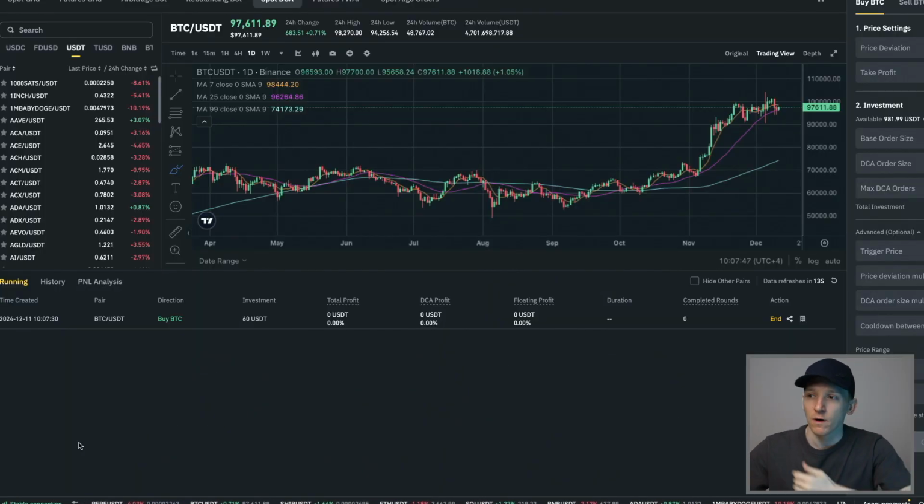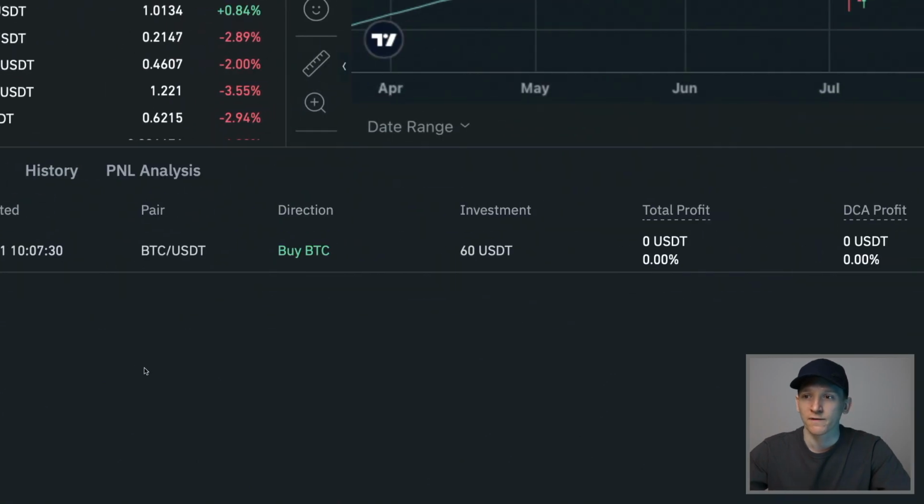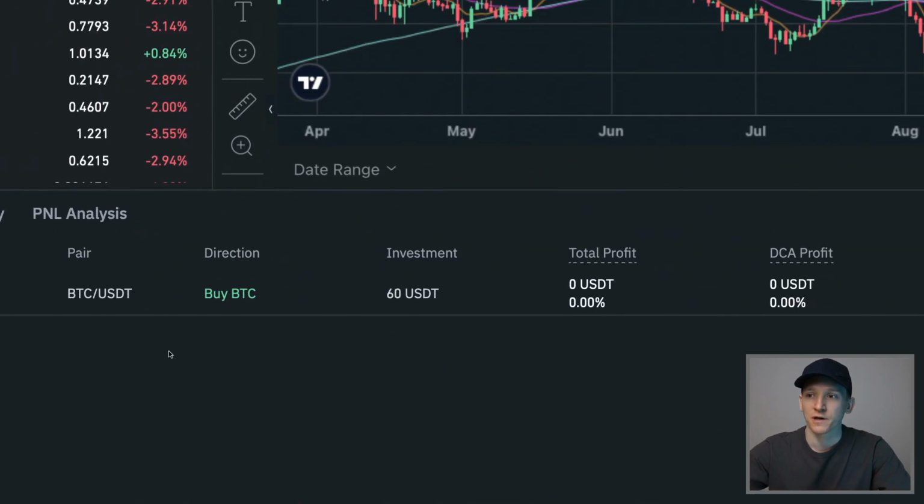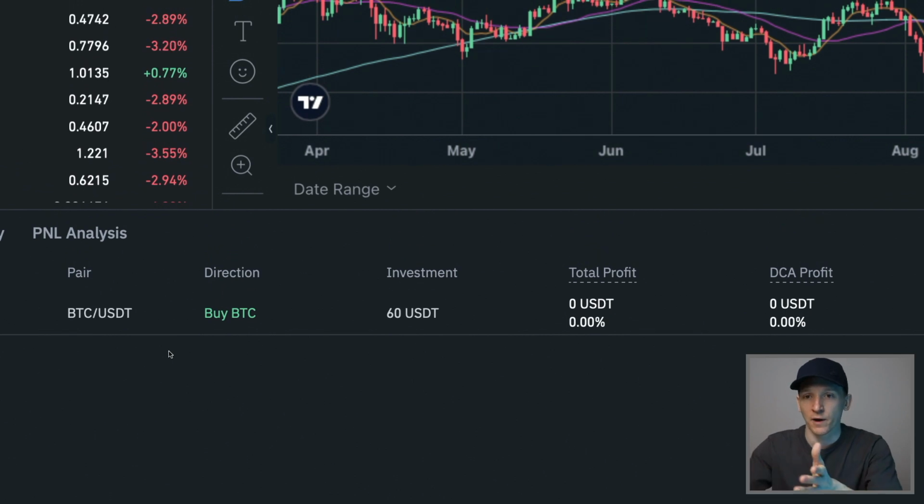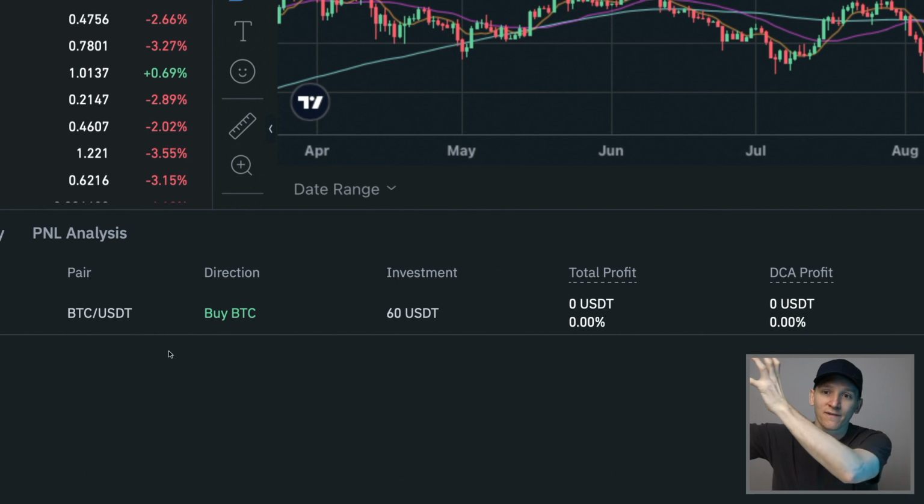So I just opened it with some parameters here with the trigger price at 93,000. As you can see, nothing's actually been traded yet because the price is 97 and my bot will trigger and start at 93. So we can see the pair here, Bitcoin USDT. Direction is buy BTC, so we're going long the asset. You can also sell the asset as well. So you can actually put those limit orders above and try to sell.